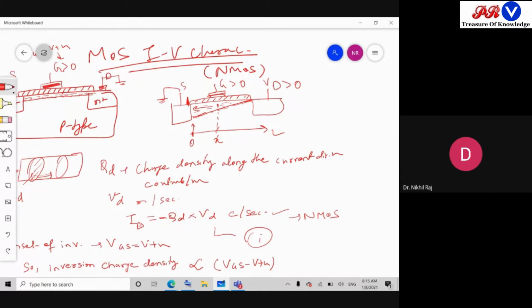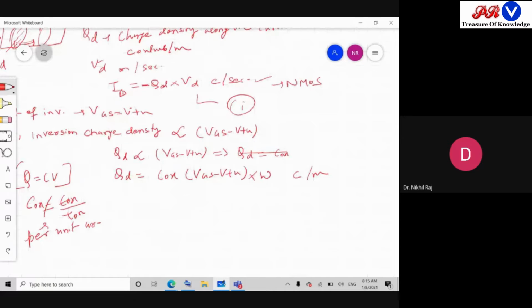So in order to predict that one, what will we do then? If we have to measure the charge at some point X, then we can write this further. This expression we can rewrite as Cox (VGS minus VTH minus V of X) at a certain point in the channel. This much will be the charge at that X value. So this is your equation number 2.